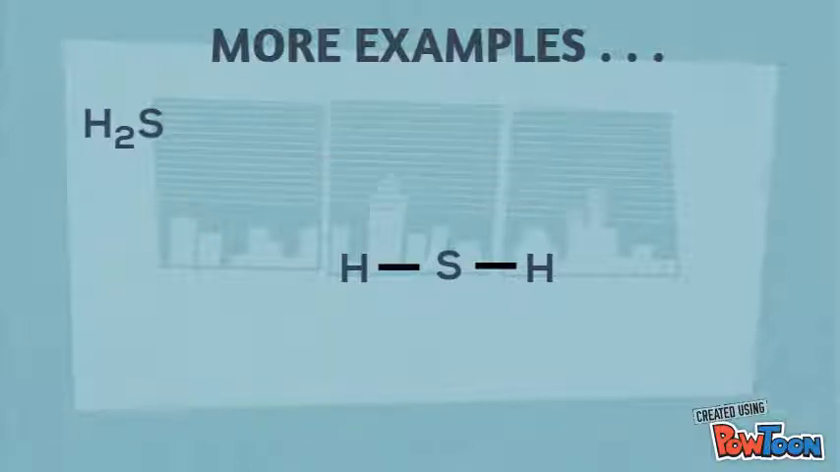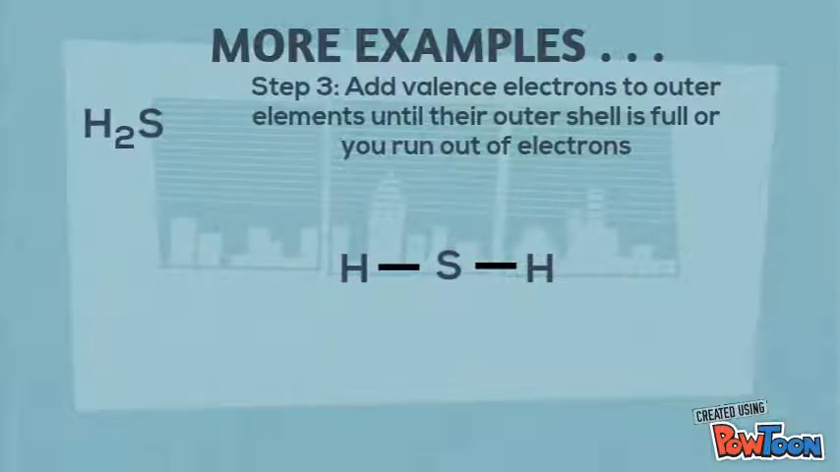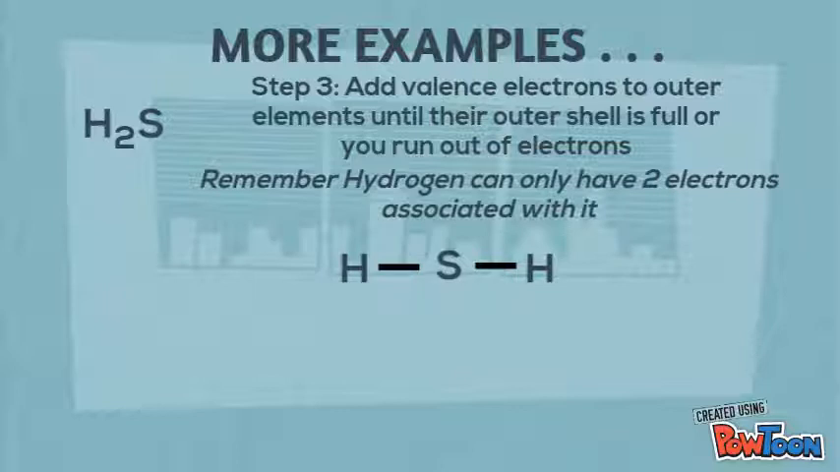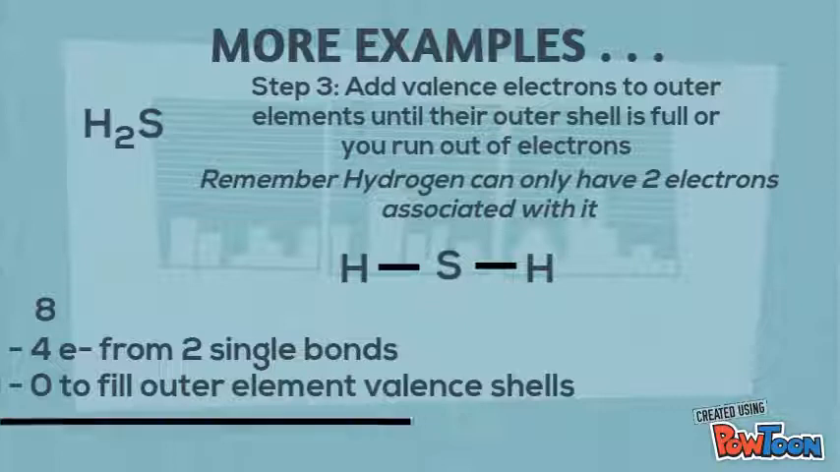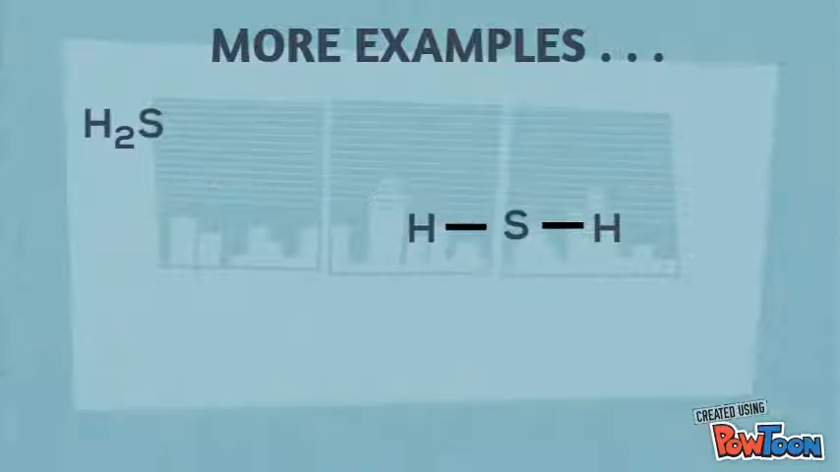Step number 3 is to add valence electrons to the outer elements, but remember, hydrogen only needs 2 electrons to be happy, so both of these, because they have single bonds already attached to them, are done. So again, we had 8, we used 4 with single bonds, we didn't use any to fill valence shells, so we still have 4 more to add.